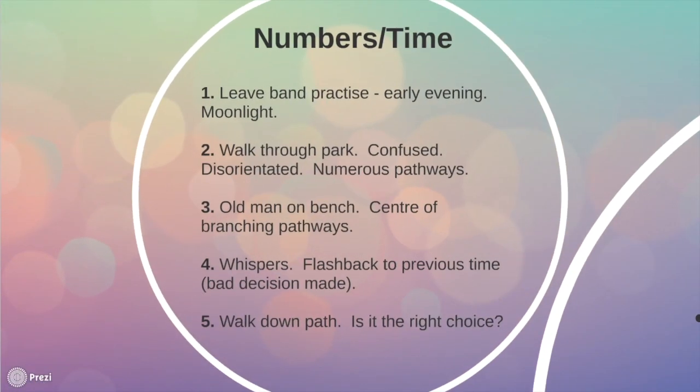So first of all, if I was to plan an answer using my numbers time format, I would write down a list of 5 things. So it would be about 5 paragraphs perhaps. And then I would consider what I was going to include in each one of those paragraphs. So it's just like writing a list really, and structuring what you're going to include in each of those sections of your answer. So here I've got the character leaves band practice, it's early evening, the moonlight. And then they go for a walk through the park, they're confused.